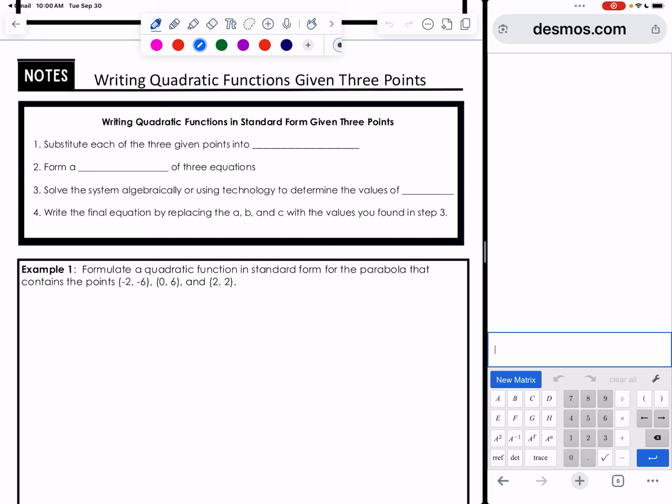In today's lesson, we will be writing quadratic functions when we're given 3 points on the parabola. So before we start, let's look at the steps for completing this process.